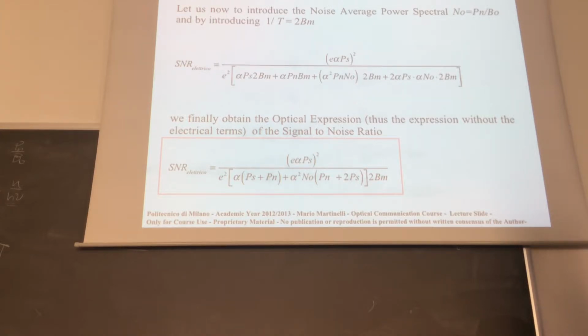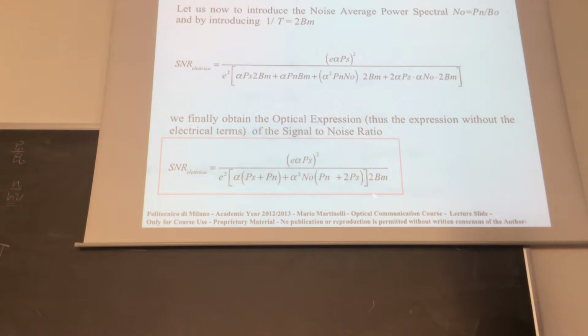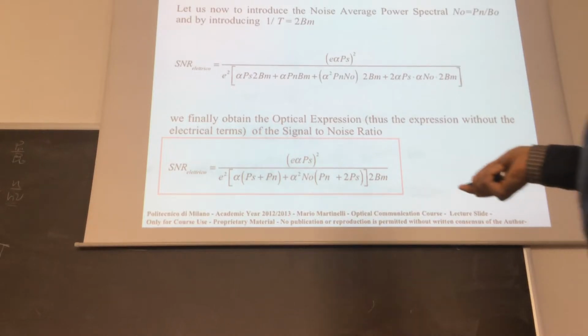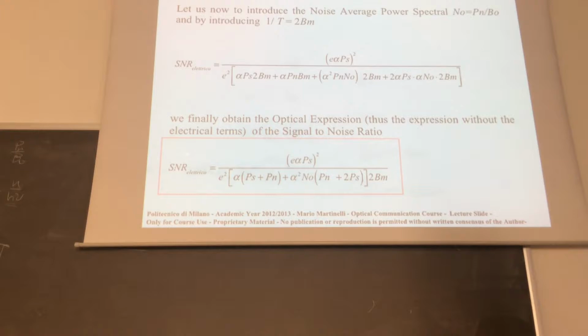Because in optical communication Bm is very large, much larger than in any electrical communication. Because in electrical communication this should be 1G, 2G. In optical this should be 20G, 30G, 50G, so it's very, very large. This is decreased as much as this is large, okay?